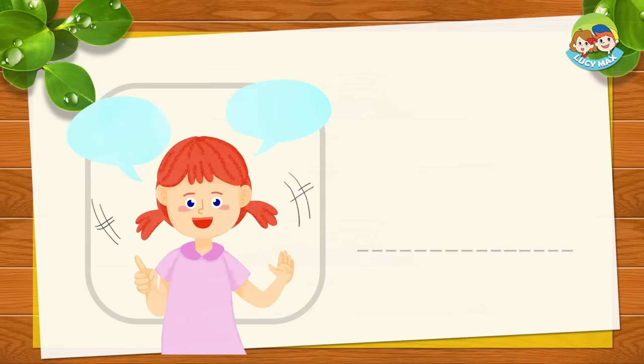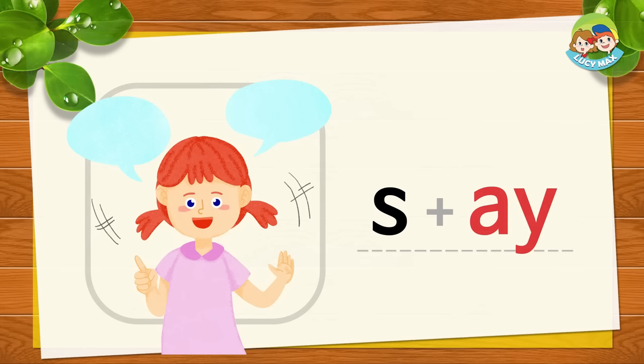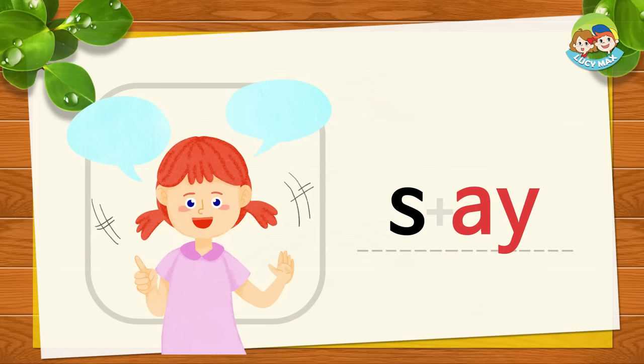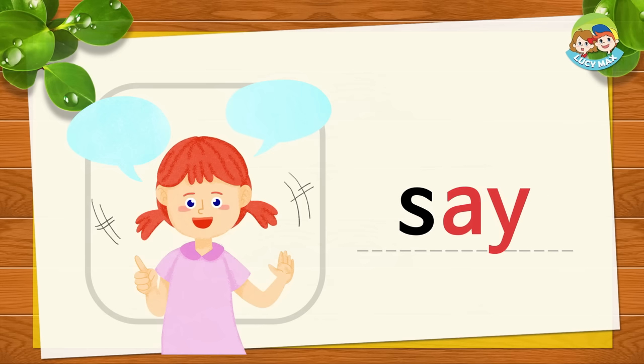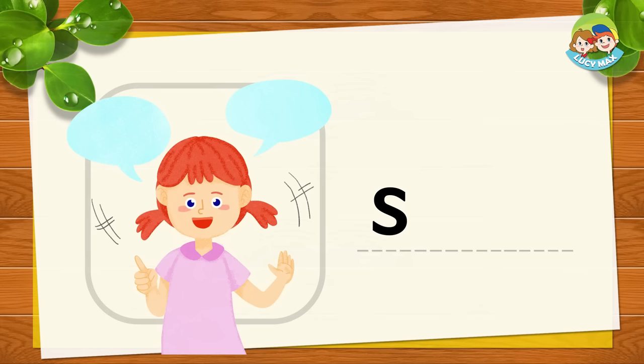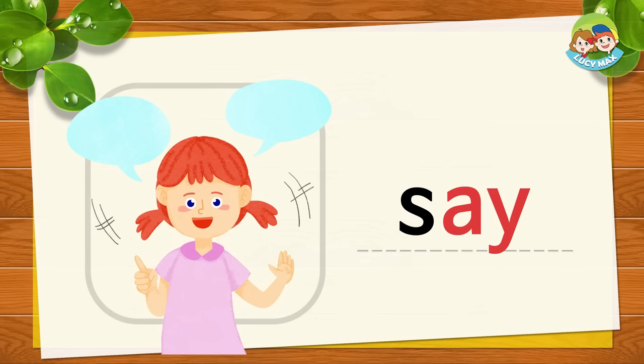Look at the girl. She is saying something. It means she is talking. S and A together is say. S, A, say. Now you try. Very good.